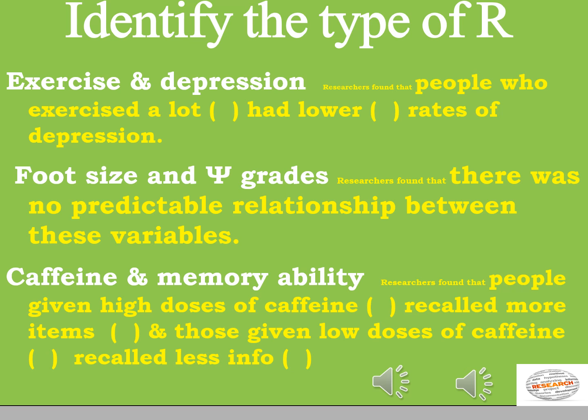Let's consider the last set, caffeine and memory ability. People given high doses of caffeine, hopefully you did your arrow up, recalled more items, hopefully arrow up again. Those given low doses of caffeine, arrow down, recall less info. So up, up, and then down, down, the pattern for a positive correlation.